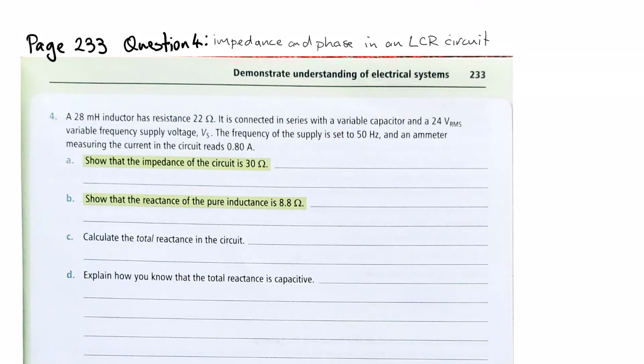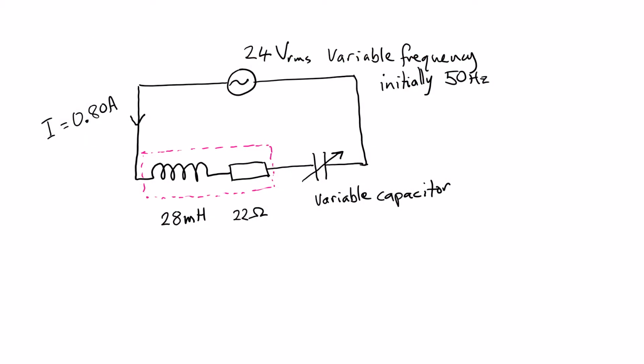Okay, question 4. A 28 millihenry inductor has a resistance of 22 ohm, connected in series with a variable capacitor and a 24 volt RMS variable frequency supply voltage Vs. The frequency of the supply is set at 50 Hz and an ammeter measures the current in the circuit. So let's have a look at this.